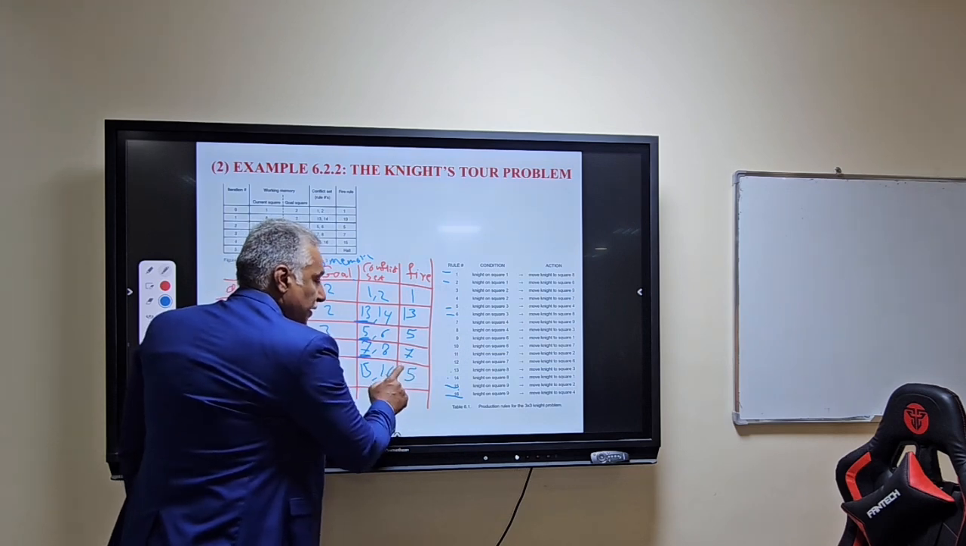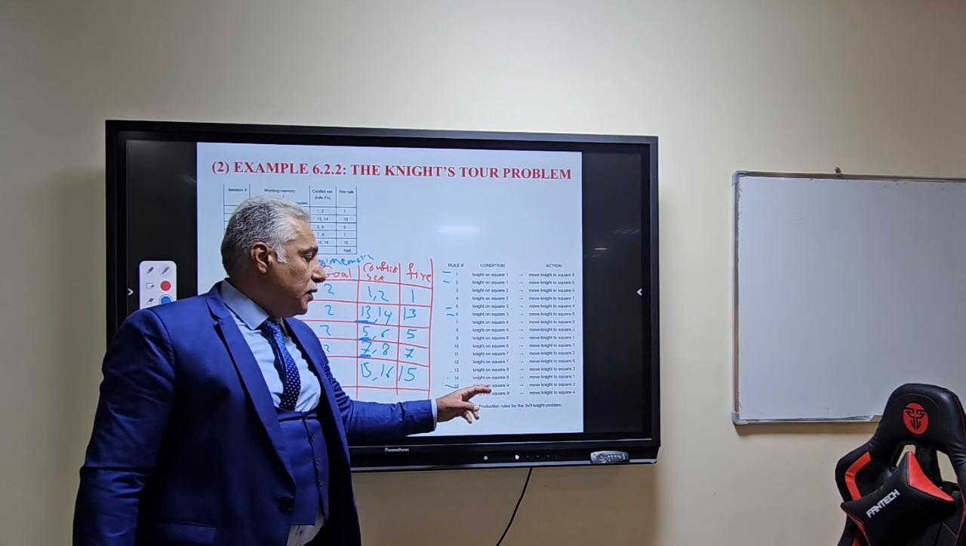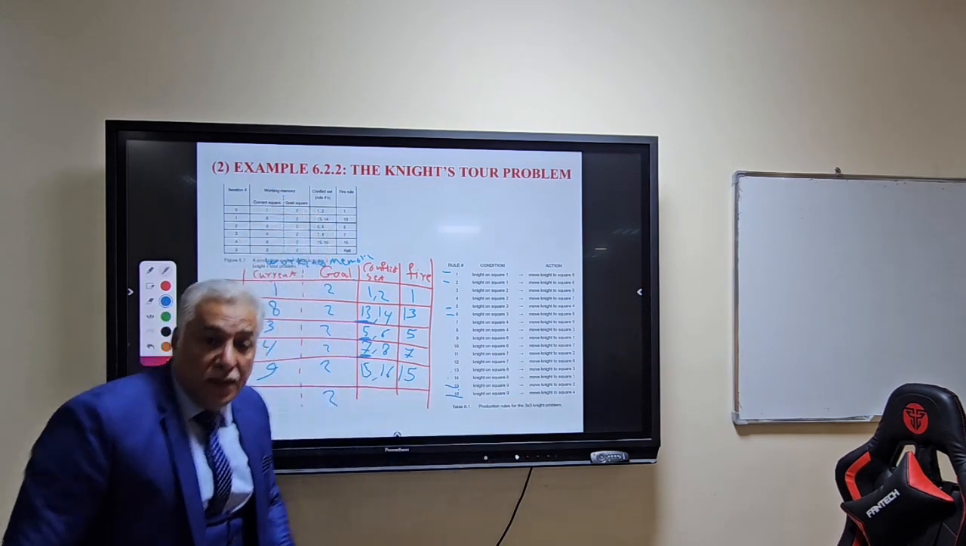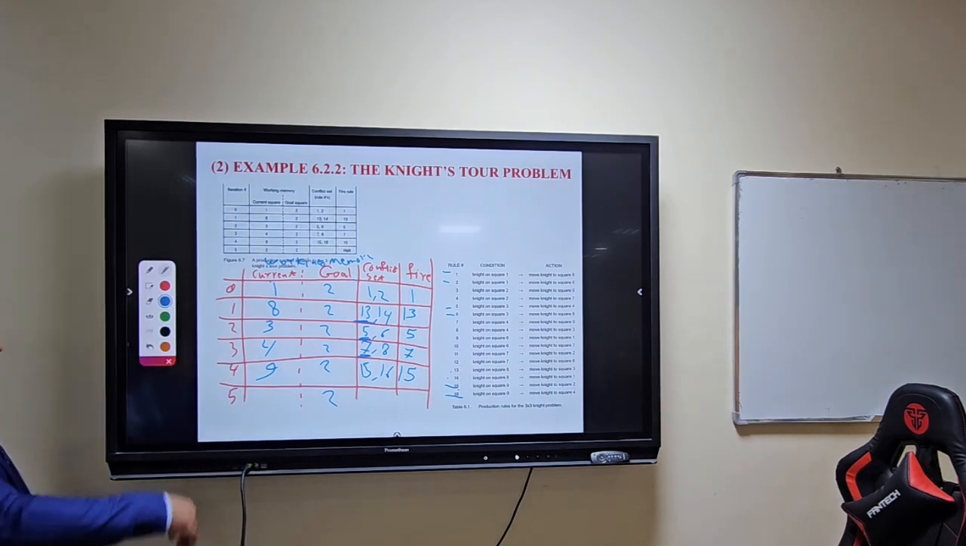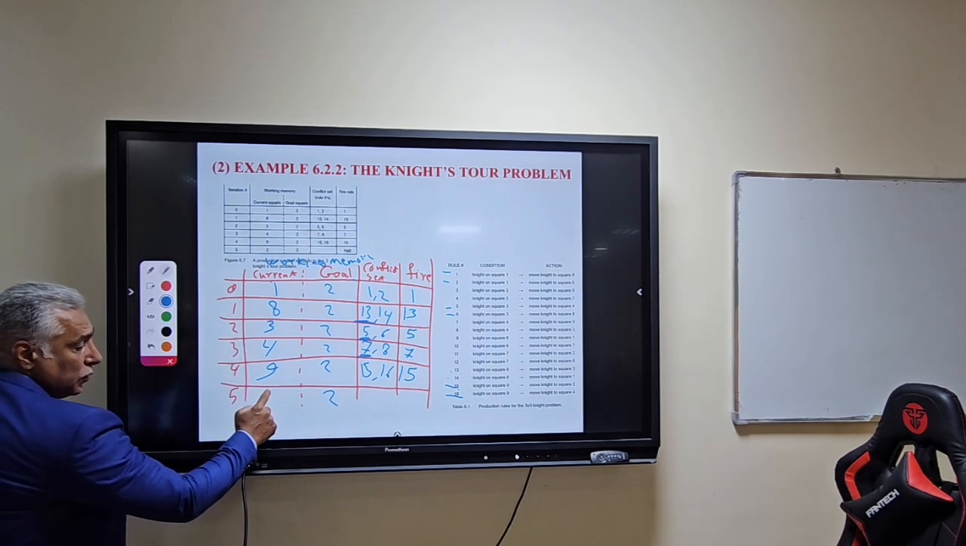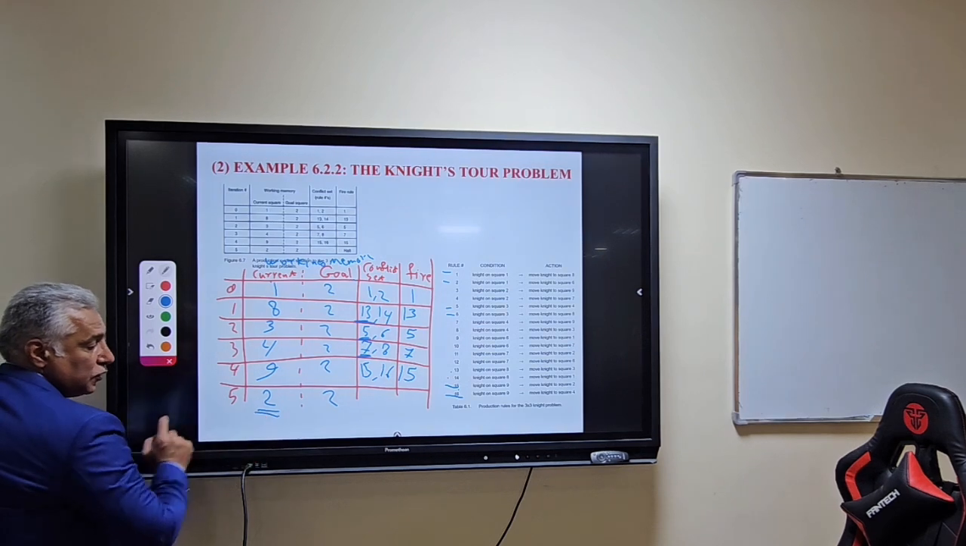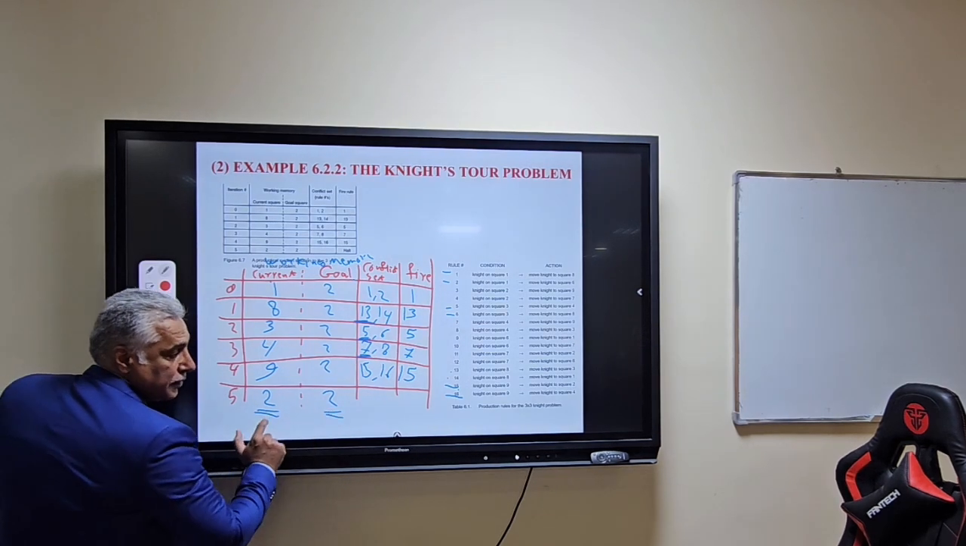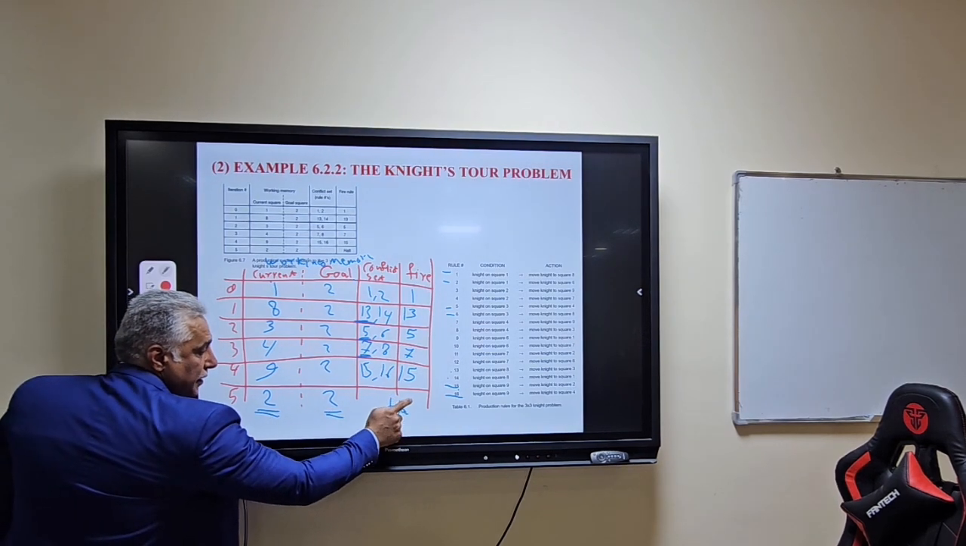I will select 15. 15 changes the square 8 to location 2, and the new location will be updated to 2. Now, is 2 equal to the goal? It is false.